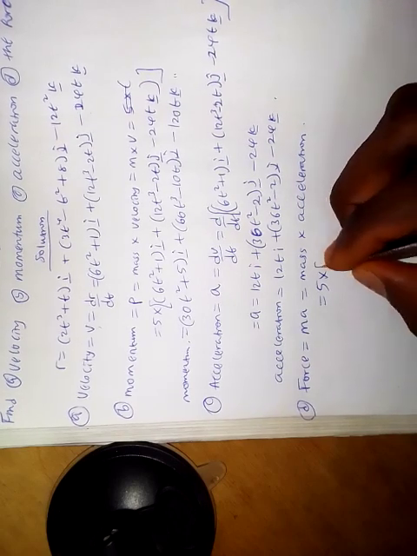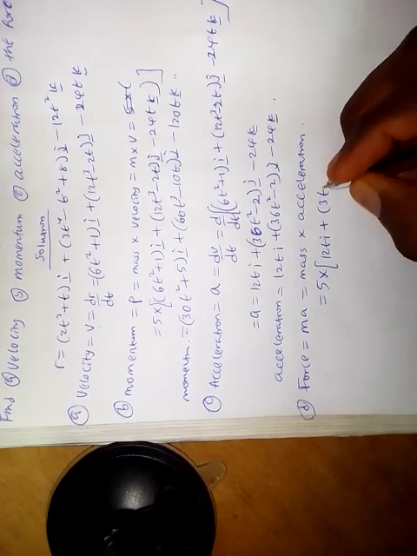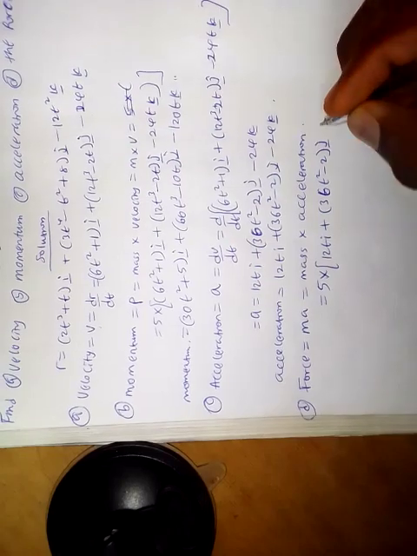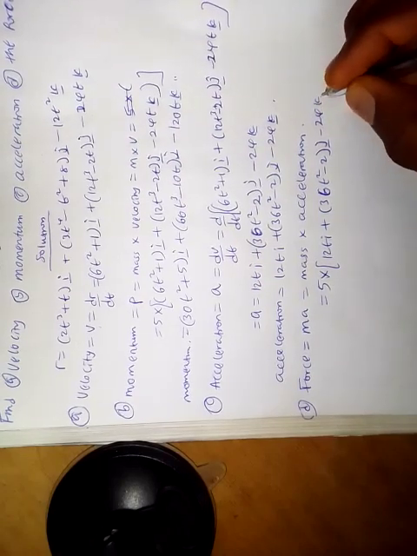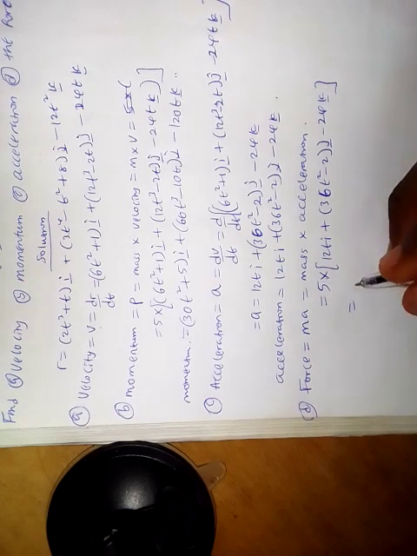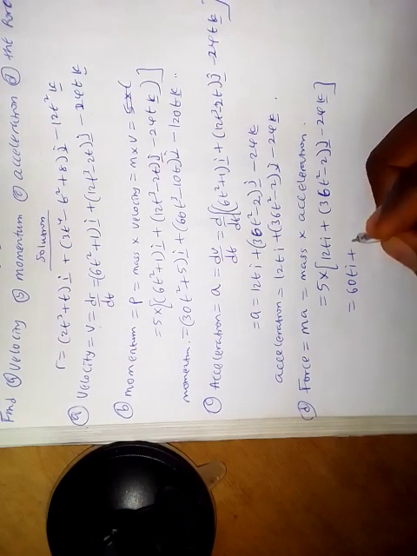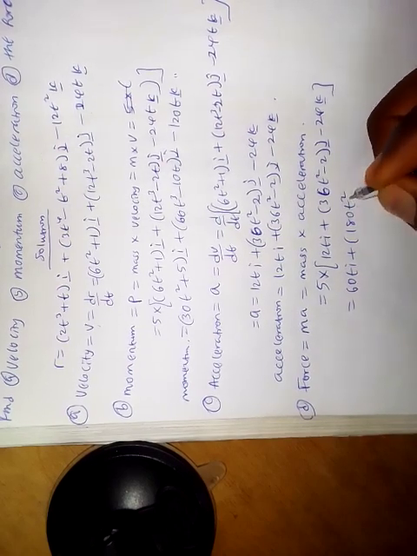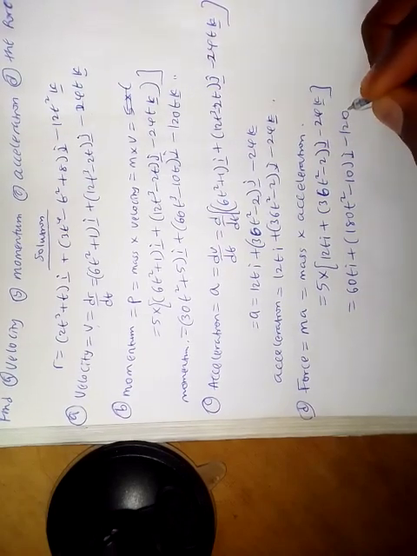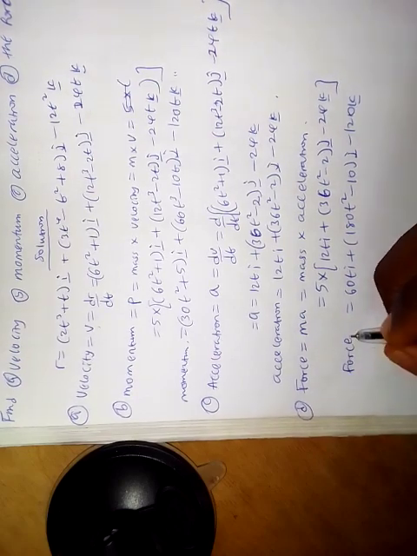So we write 12t i plus (36t squared minus 2) times j unit vector minus 24k. So we now use our mass to multiply the acceleration. Doing that, we have 60t i plus (180t squared minus 10) times j unit vector minus 120k. So this is the force we are looking for.